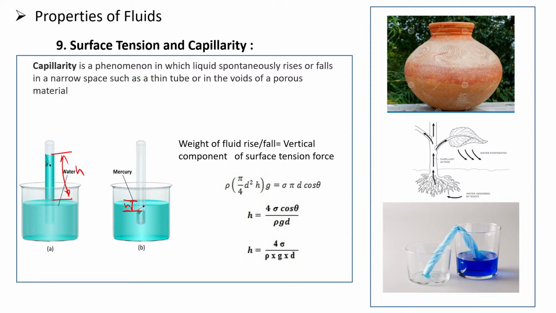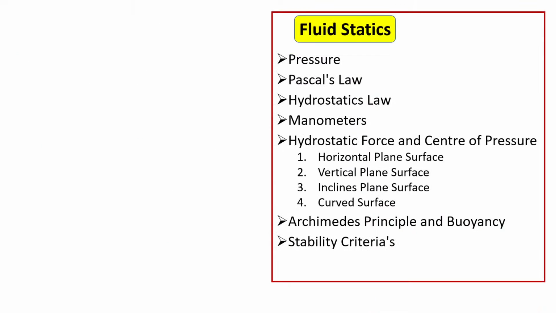Different real life examples are there: an earthen pot, the photosynthesis process, or how the liquids are going from the root to the leaves. So that we can explain with the help of this capillarity. Likewise, different examples are there.